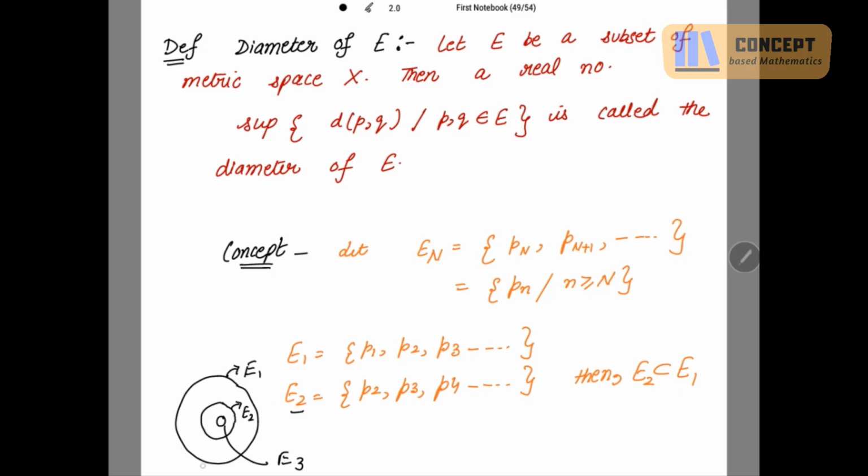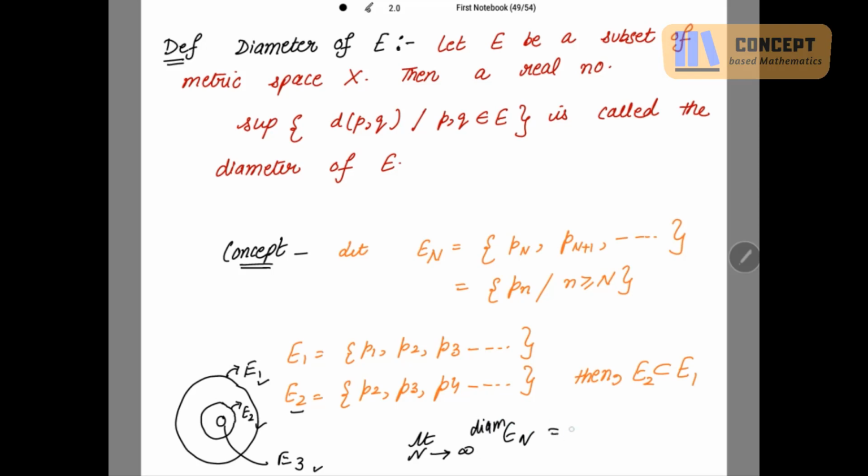So E1 is the bigger set, E2 is a subset of E1, and then E3 is again a subset of E2, and so on. And if I apply this limit, n tending to infinity, what will happen to the diameter?